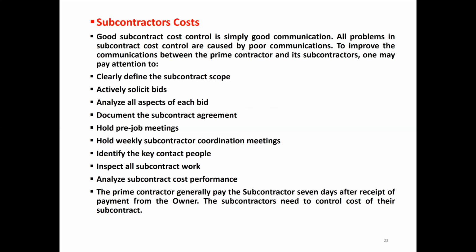So usually the prime contractor generally pays the subcontractor 7 days after receipt of payment from the owner. That's the general practice. Like the prime contractor, they pay back to back. When they receive the payment from the owner, they pay to the subcontractors. The subcontractor needs to control costs of their subcontract. So subcontractors are responsible that they should be able to complete their subcontract according to their agreement.